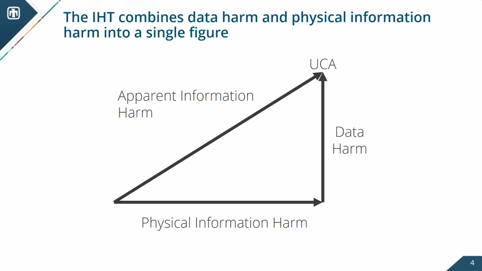The third practical postulate is that the physical consequences, the ones we care about because we want to protect the environment and safeguard people and property, are only produced by physical harm, right? That's physical information harm. And the final postulate is that in order for an adversary to result in physical harm from a cyber attack, they need a transform function, and that's where the unsafe control action comes in. So as you notice, both data harm and physical information harm are orthogonal.